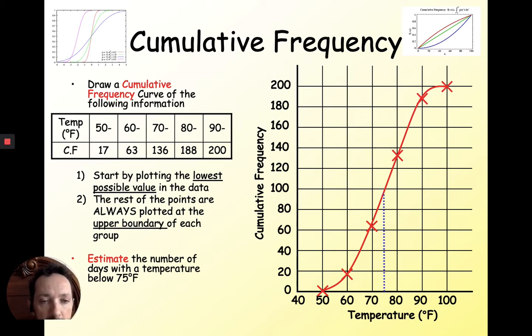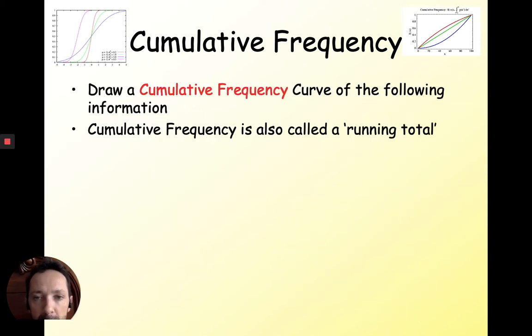And then if I draw a line up to the graph, we get that, and then to the left, we get this number here, which is something less than 100, more than 90, maybe something like about 95 days. So this is how you can estimate a number of certain days with a given criteria. Okay.